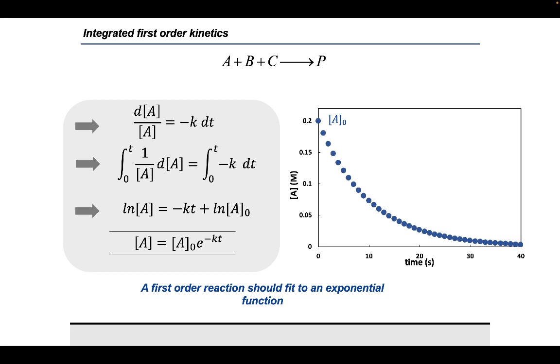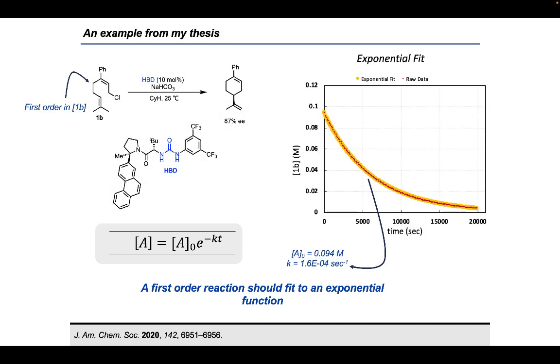So what this data is telling us is that a first order decay in compound A should fit an exponential function. So back in graduate school, I worked on one project that involved such a treatment, and I want to go through some of the details here as an example. So the reaction that I was looking at was a hydrogen bond donor catalyzed cyclization of compound 1B, in this case an allylic chloride, to provide access to a carbocycle in an enantiomerically enriched form.